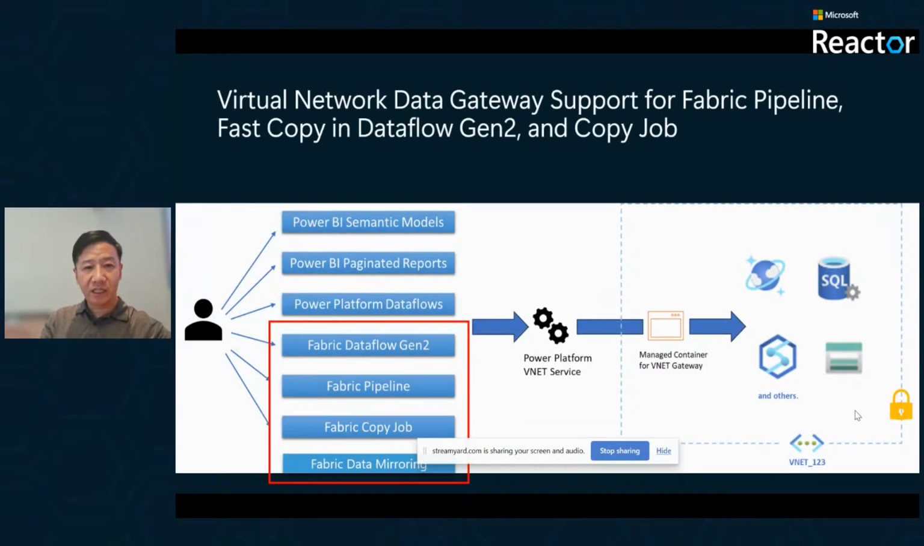Here are the capabilities that we introduced when we previewed the VNET gateway feature. Besides the Power BI capability for the Power BI platform dataflows, which are already there, we introduced many new capabilities into the VNET gateway, including Dataflow Gen2, Fabric pipeline, Fabric copy job, and Fabric data mirroring. All these capabilities are very useful in the data integration story and are on par with the capabilities of the on-premise data gateway. Okay, next slide.